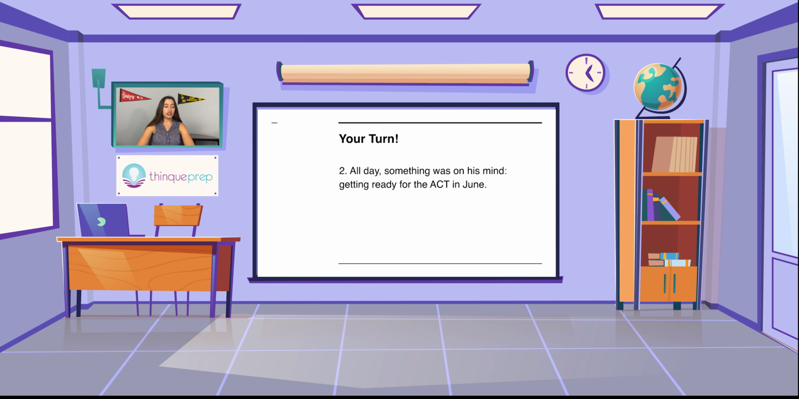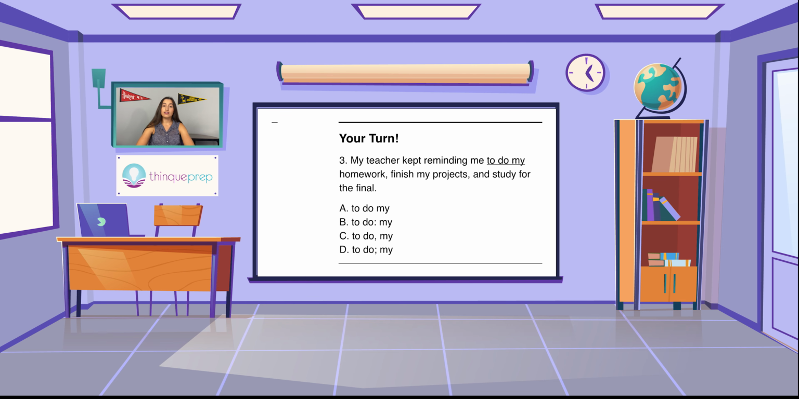Did you think that the colon should go after the word mind? If so, great job. The clause before the colon is a complete thought, and getting ready for the ACT in June tells us something that was on this guy's mind. Let's try another one. This time you have multiple answer options to choose from. The example says, my teacher kept reminding me to do my homework, finish my projects, and study for the final. Take a look at these answers. Which one makes this sentence grammatically correct?